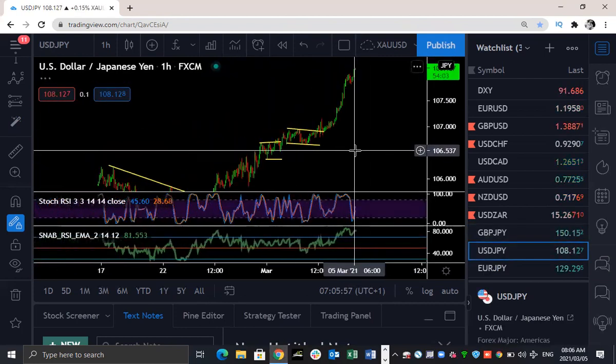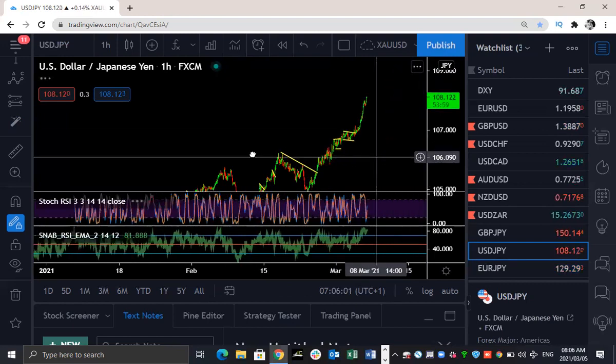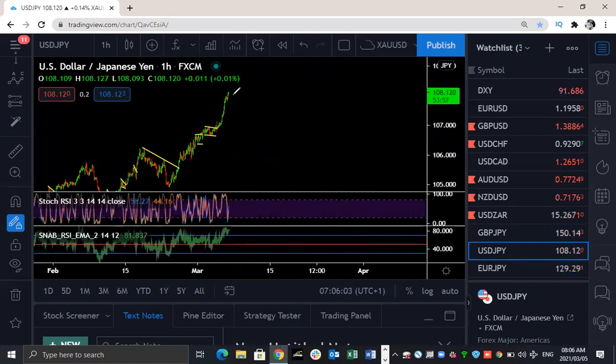US dollar yen is just pushing up higher with the US dollar strength. The DXY pushing up higher. This is still continuing to the upside as forecasted a couple of weeks back. It is just playing out as we had forecasted.